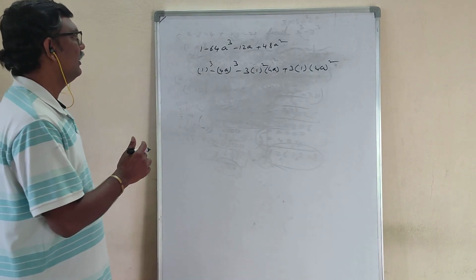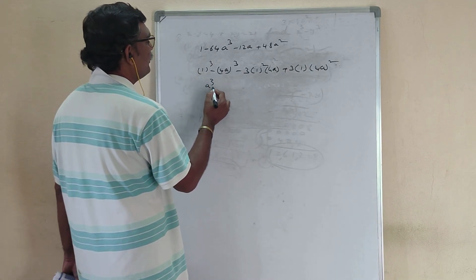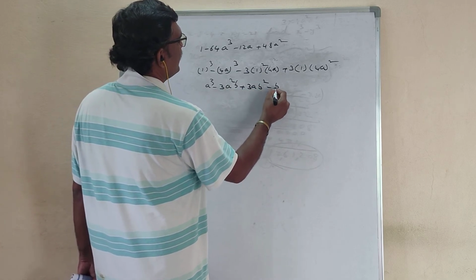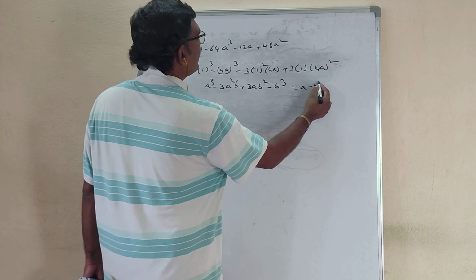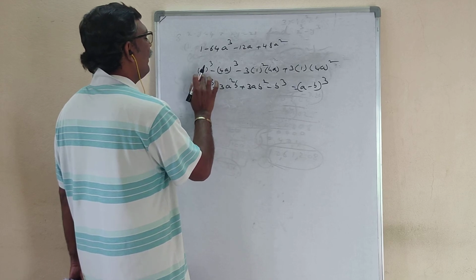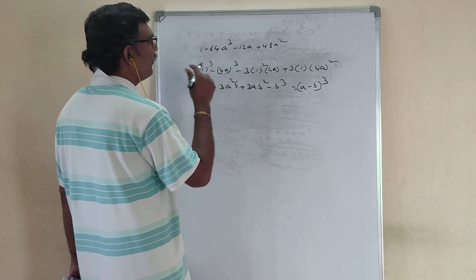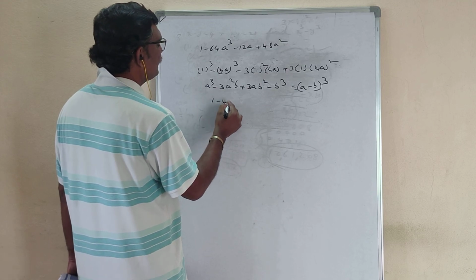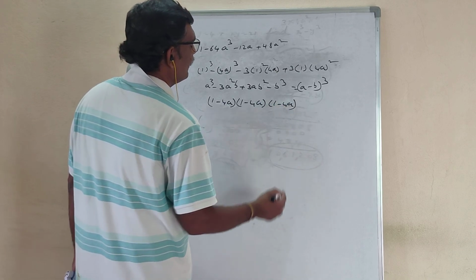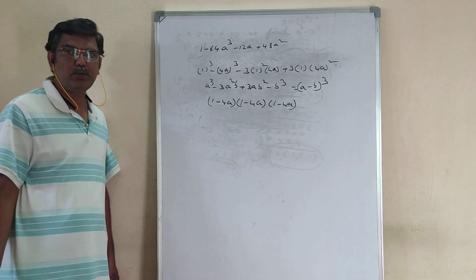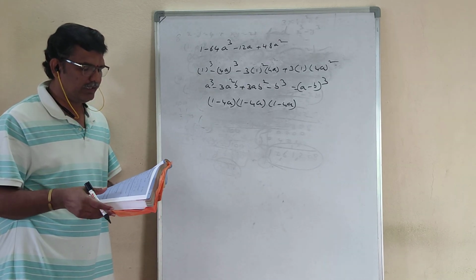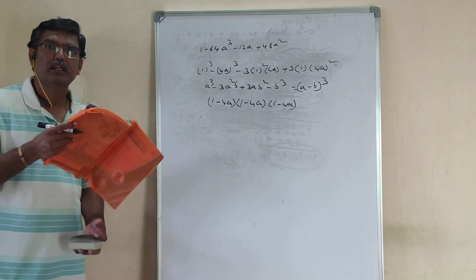So you can write this as a cube minus 3a square b plus 3ab square minus b cube. Its formula is nothing but a minus b whole cube. If you compare this and this one, in place of a you have 1, in place of b you have 4a. So 1 minus 4a whole cube means 1 minus 4a into 1 minus 4a into 1 minus 4a. So like this you can do the remaining ones. So we will see the remaining in the next video.